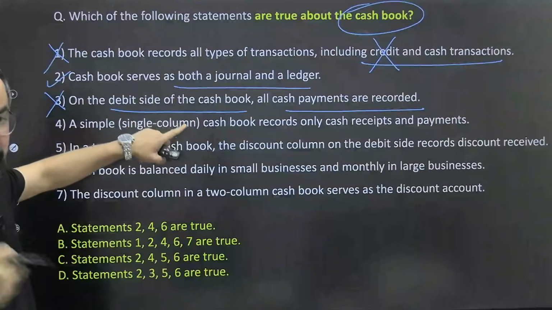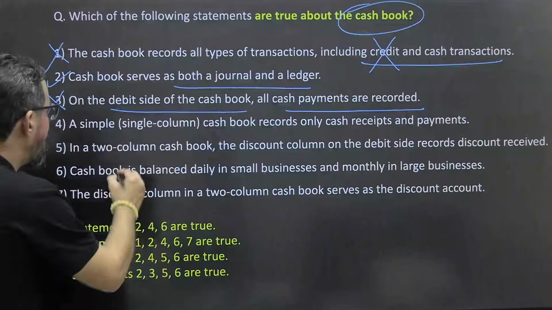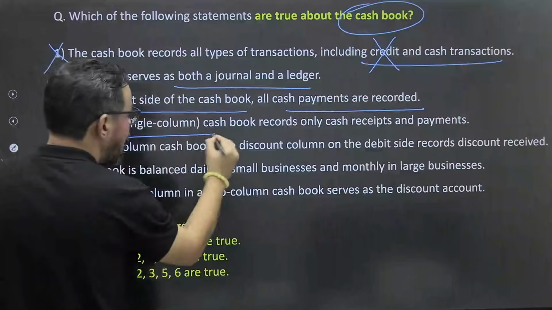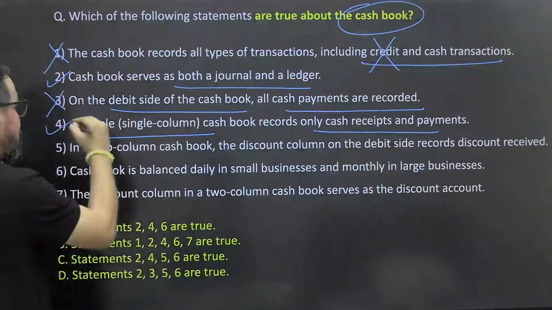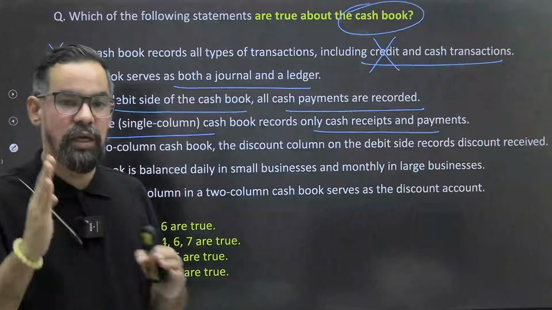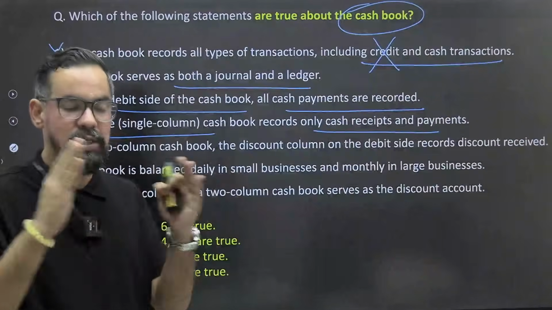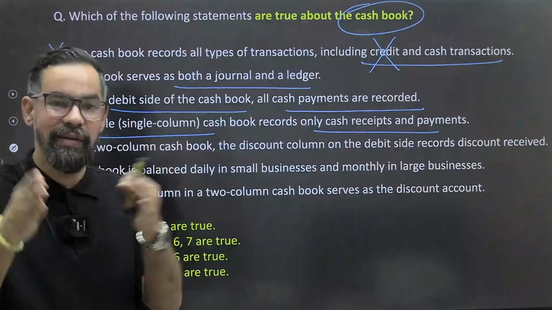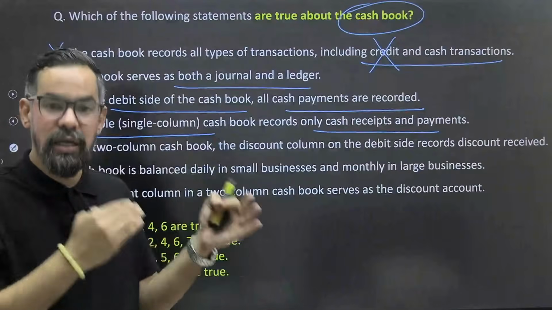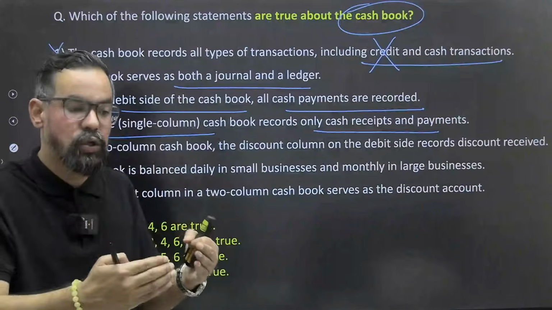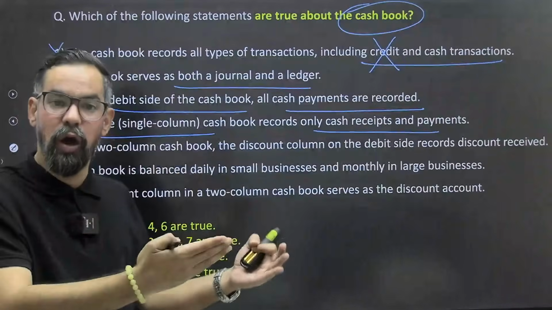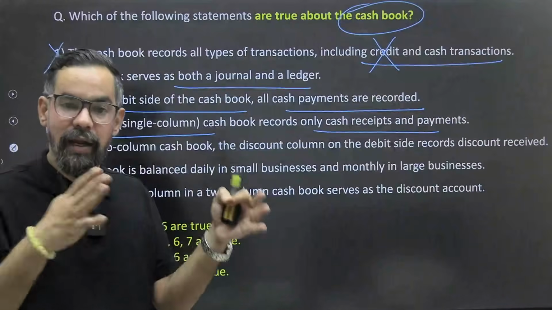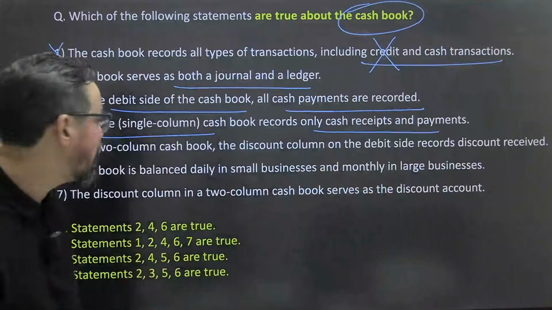A single column cash book records only cash receipts and payments. We have three types of cash book: single column, double column, triple column. In single column, we generally show the debit and credit balance. In case of double column, we also show the discount column, and in triple column, along with debit, credit, and discount, we have the bank balance also, right? So that is the one.